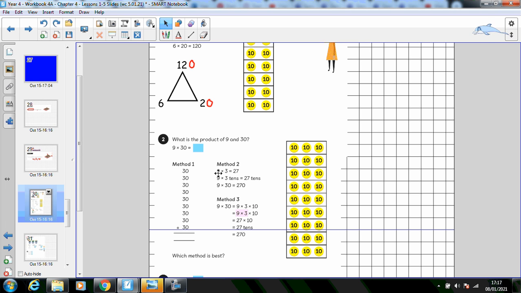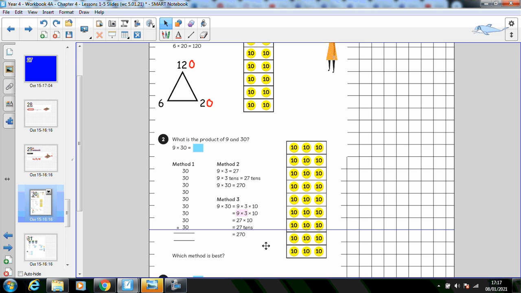Amira's method says that 9 times 3 is 27. We know that this 30 is 3 tens. So 9 times 3 tens equals 27 tens. 9 times 30 equals 270. Now, we haven't used this method before, so I would encourage you to use a fact family triangle and then multiply by 10.